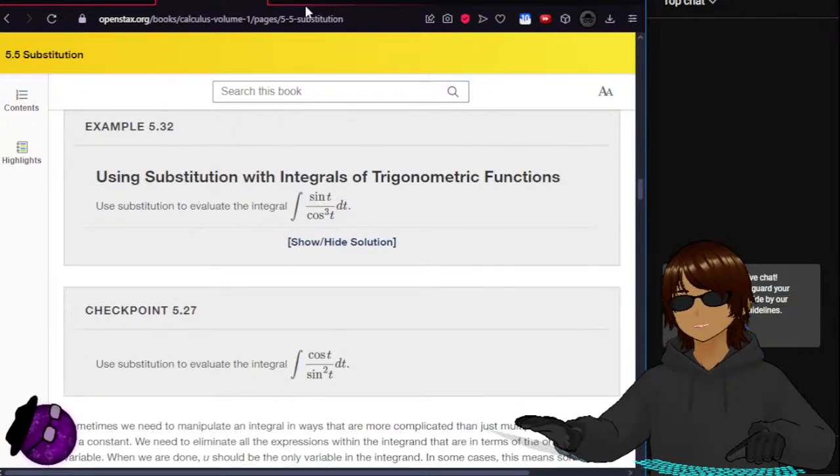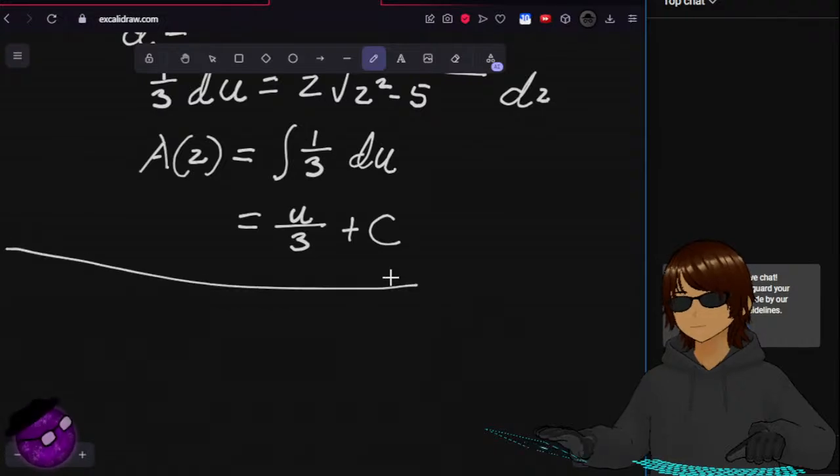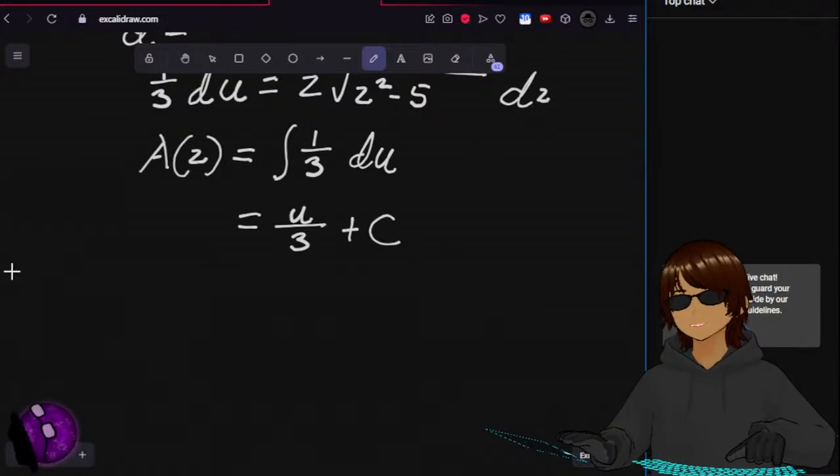Using substitution with integral functions, trigonometric functions.